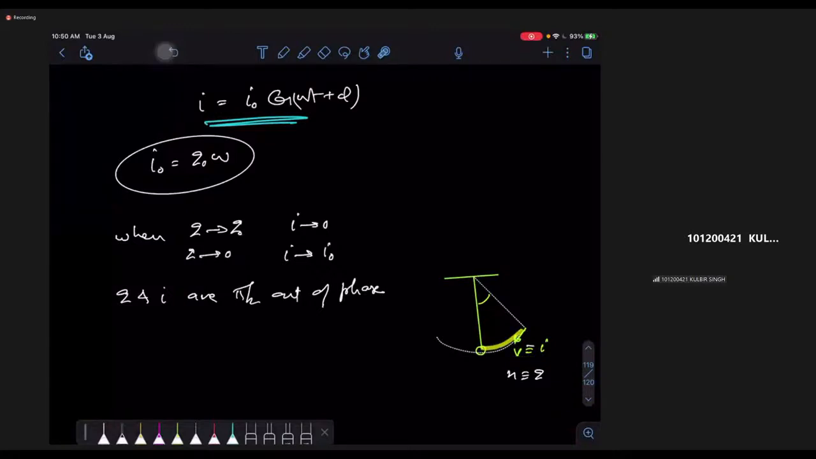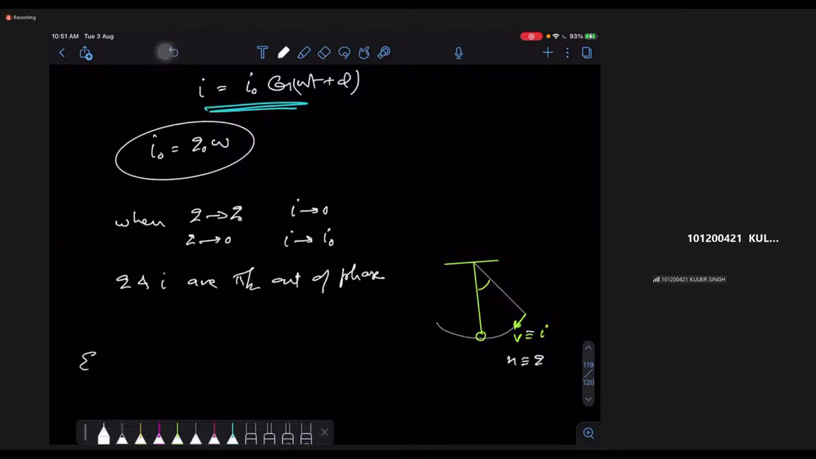When displacement is maximum, velocity is zero. And when the velocity is maximum at the mean position, displacement is zero. So it's going to have a similar relation. When charge is maximum, current is zero. When current is maximum, charge is zero. Okay.